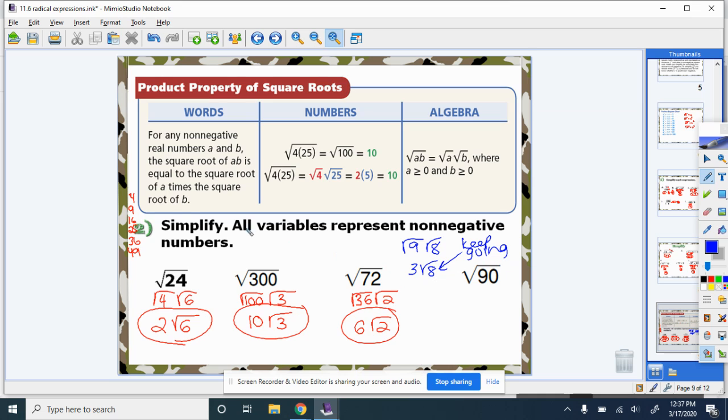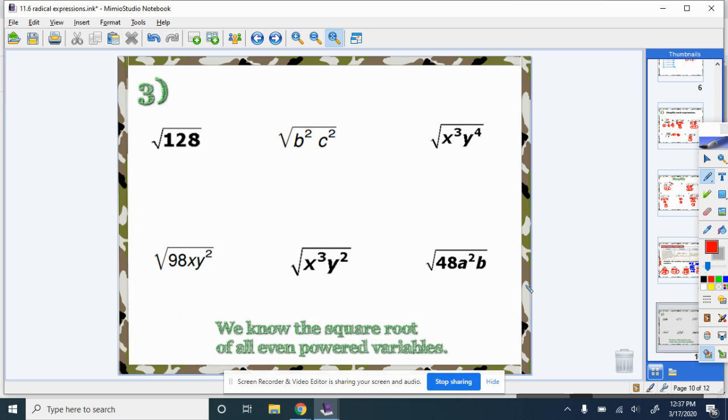What perfect square goes into 8? 4. So I would have 3 times root 4 times root 2, or 3 times 2 root 2, which is 6 root 2. That is a lot more work. Please take a minute to find the largest perfect square, trust me. For 90, I can break this up into root 9 and root 10, which leaves you with 3 root 10. Let's keep practicing.